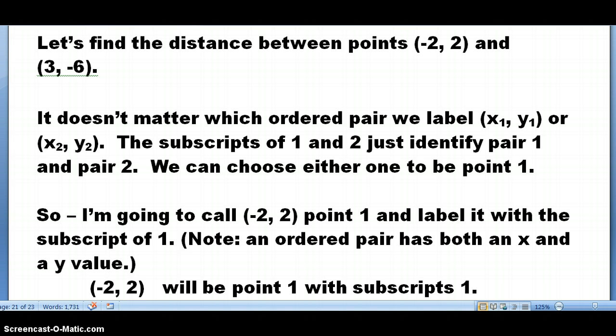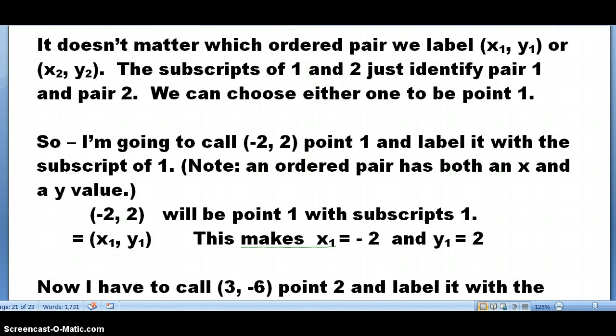Let's say that we want to find the distance between 2 points, minus 2, 2, and 3, minus 6. It doesn't matter which pair that we label x sub 1, y sub 1, or x sub 2, y sub 2. There are subscripts of 1 and 2, and those just identify which is pair 1 and which is pair 2. It makes absolutely no difference which one that we choose to be point 1. Our ending answer will be identical. So I get to choose, and I'm going to call minus 2, 2 point sub 1 and label the x and y values with a subscript of 1. Remember that an ordered pair has both an x and a y value.